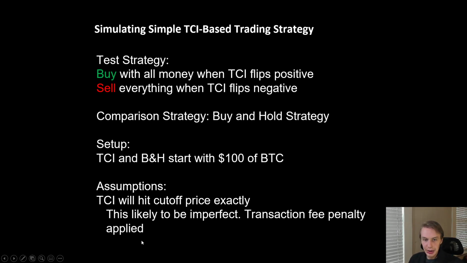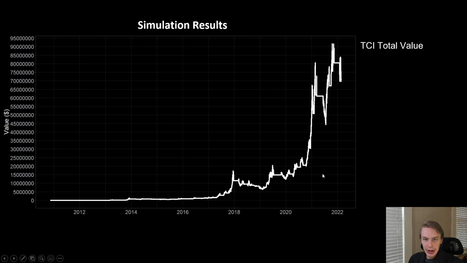Okay, so that's what's happening. So let's look at the results here. This is just showing the TCI person. This is just in a linear scale here. So this is the total value that they have throughout this time. And remember, they started with $100 worth of Bitcoin at the beginning. So you'll note that these are increments of $5 million on the y-axis. So every line here is $5 million.